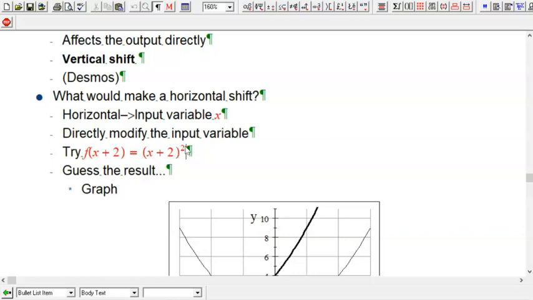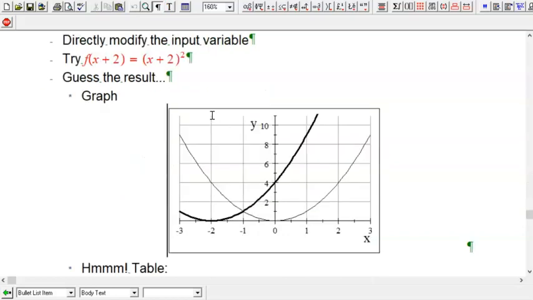Well, I want you to guess here what that's going to do. And I'm going to have you record your guess. And let's look at the graph first this time. So there's y equals x squared. That's f of x, our original function. And most people guess, if they guess that it's going to be a horizontal shift, that's correct.